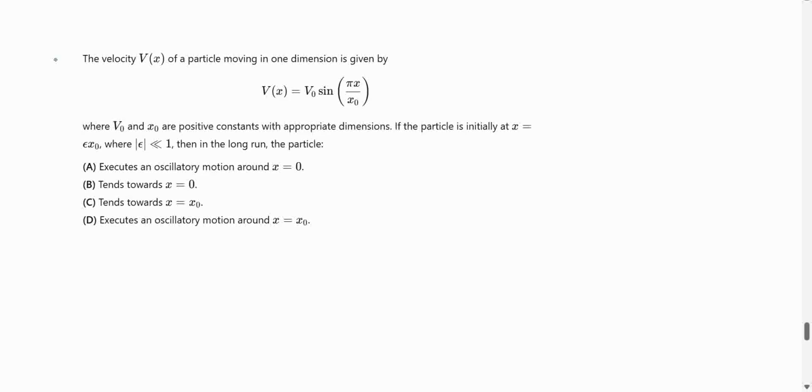Problem 11. So this is also CSIR. The velocity of a particle moving in one dimension is given like this, where v naught and x naught are positive constants. Initially at x equal to epsilon naught x naught. So the CSIR NET physics problems.